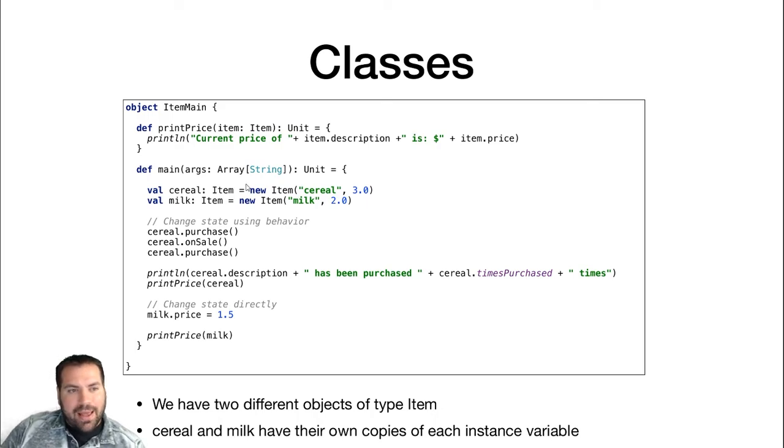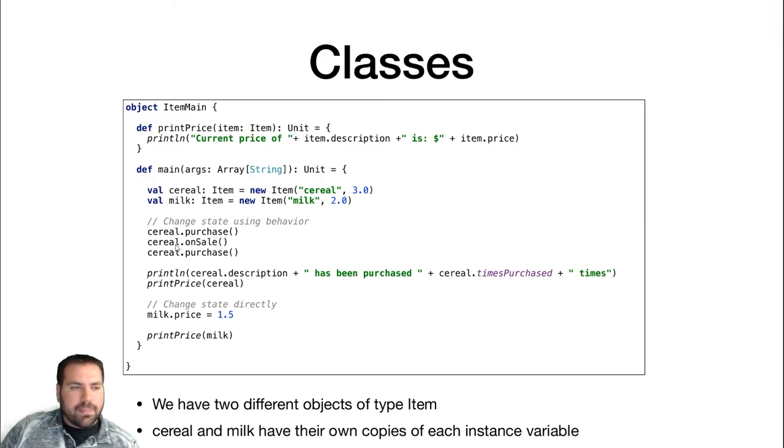They both have variables description and price, but they each have their own copy of description, price, and times purchased. They each have their own copies of the three different state variables. They have the same behavior, so their methods are the same, but their three state variables can store different values and change independently. So let's change some of their behavior here.